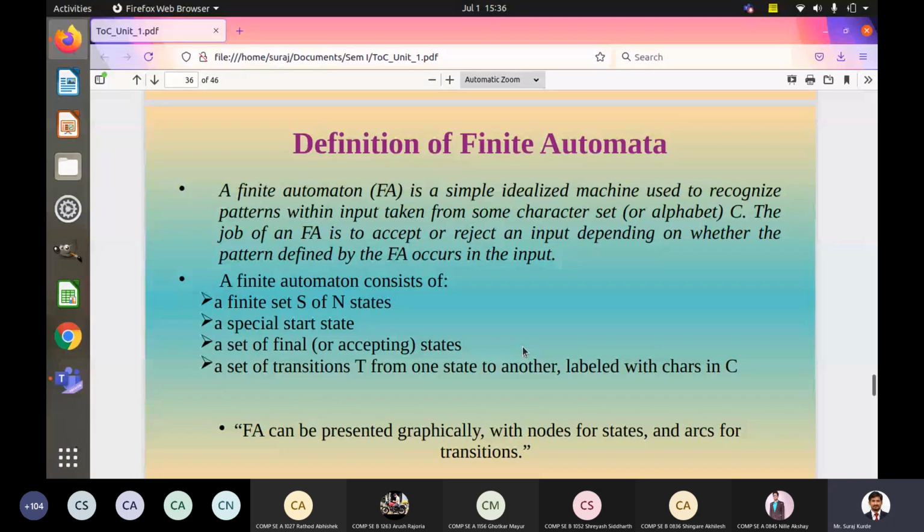Now reject means what? It will remain on some intermediate state which is not a final state. It may go to the reject state, which we can add along with the initial, final and intermediate states. It is optional. Either we can add it or we can skip it. So a finite automata will either accept or reject input. Whatever input is given, it will be accepted or rejected.